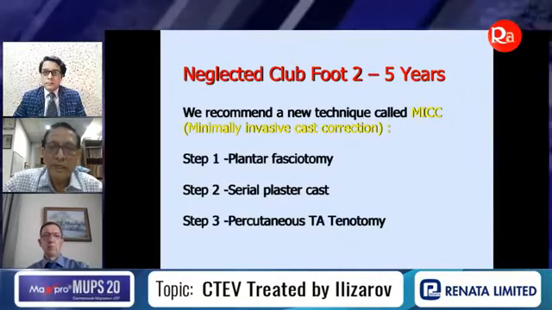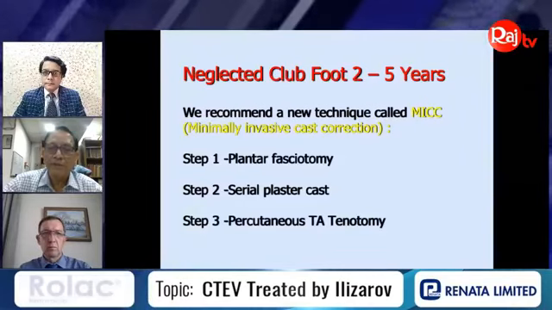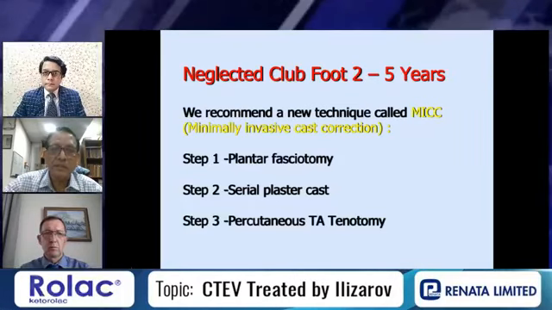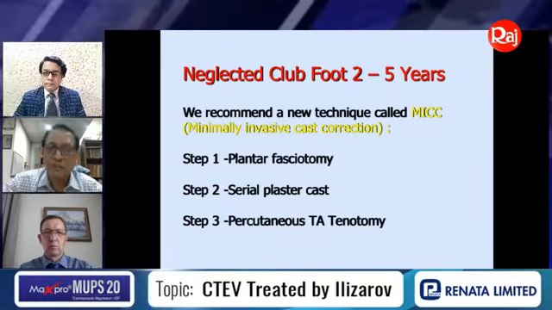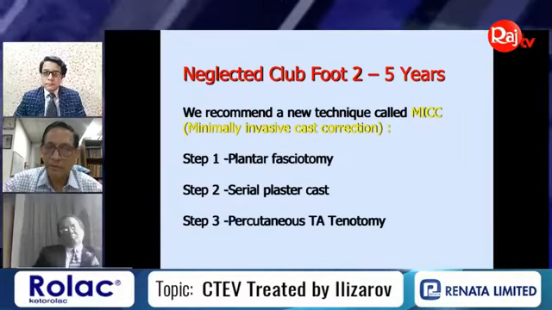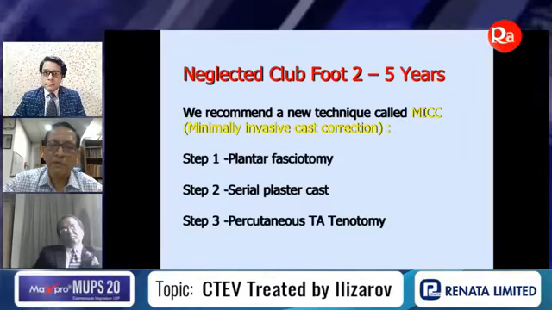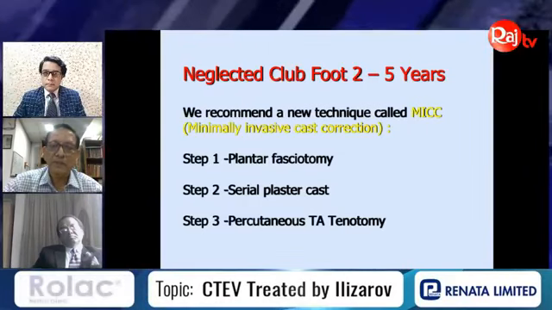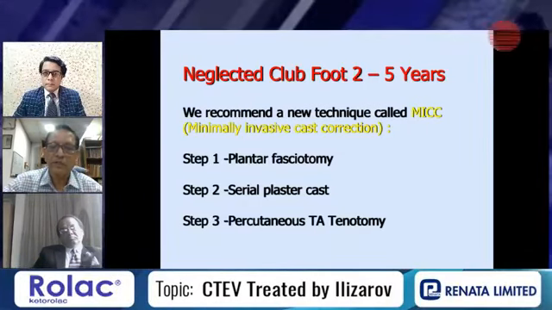So we are dealing here with the neglected clubfoot for 2 to 5 years. We recommend a new technique called MICC, minimum invasive cast correction, because the notorious ligaments are two: the plantar ligament and the plantar fascia. So first of all we do the plantar fasciotomy, then we do the serial plaster casts, and in the last, percutaneous TA tenotomy.